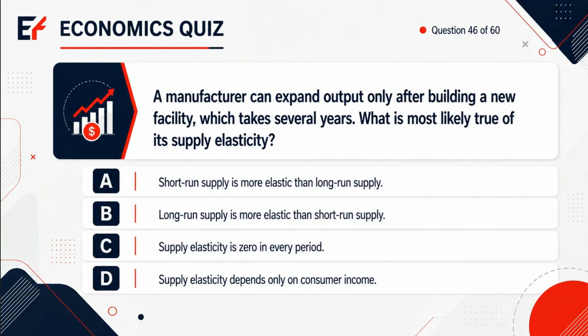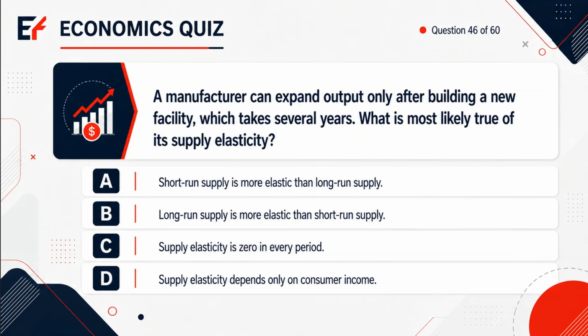Question 46. A manufacturer can expand output only after building a new facility, which takes several years. What is most likely true of its supply elasticity? A. Short-run supply is more elastic than long-run supply. B. Long-run supply is more elastic than short-run supply.